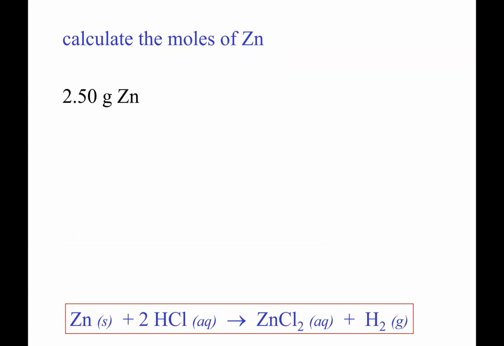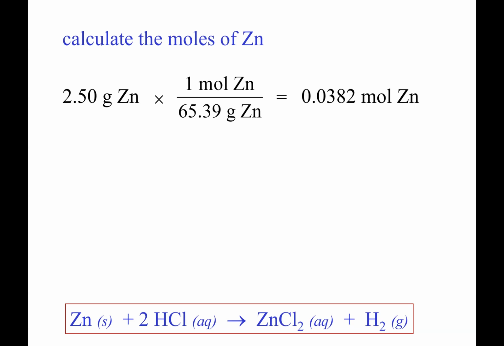Okay, so we need to know the moles of zinc. We can use the periodic table to find its molar mass. From the periodic table, you find it's 65.39 grams per mole. So to get to moles, we take the 2.50 grams of zinc times 1 mole over 65.39 grams. With 3 sig figs, that leaves us with 0.0382 moles of zinc. Use the stoichiometric ratio to get from moles of zinc to moles of H2.